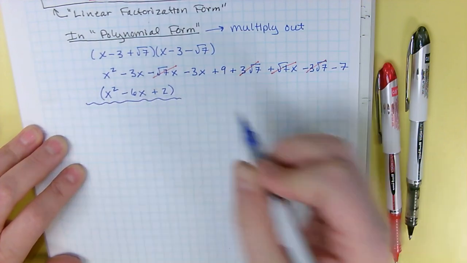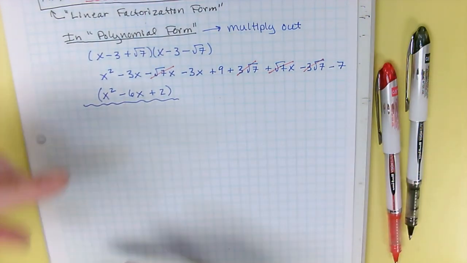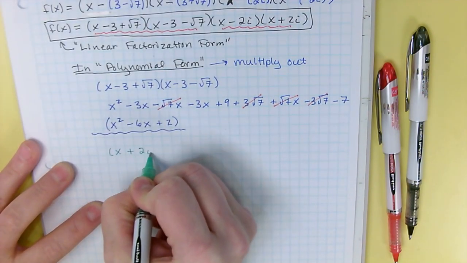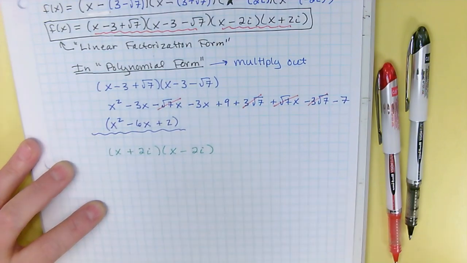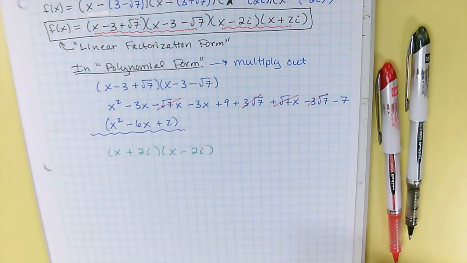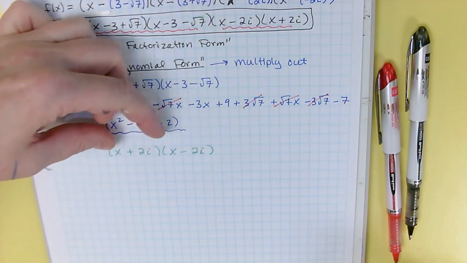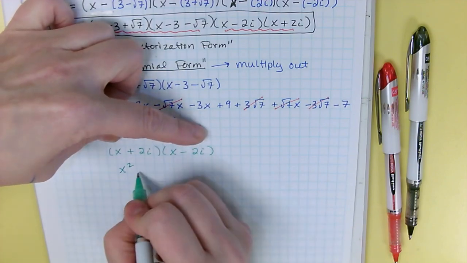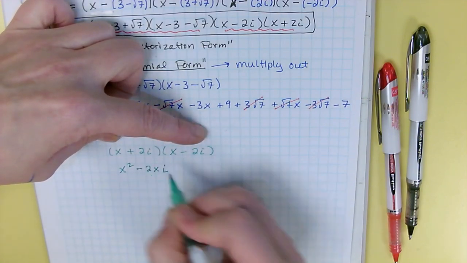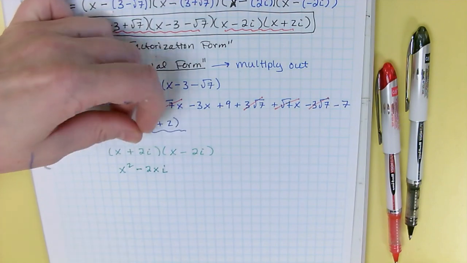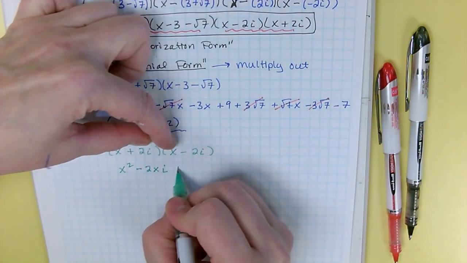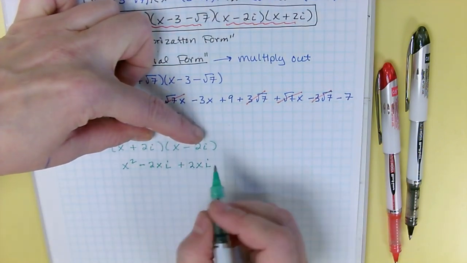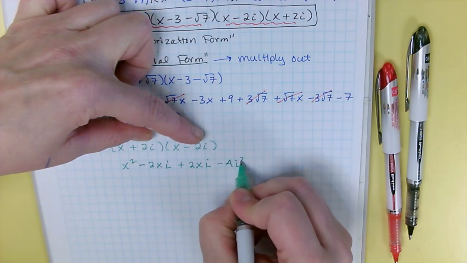Okay, so we've multiplied the first two. Now I'm going to multiply the 2i factors. So we're going to multiply x plus 2i and x minus 2i. Again, I'm going to use rows, just personal preference. So x times x is x squared. X times negative 2i is negative 2xi. The i always comes last. Now go to the next term. 2i times x is positive 2xi. And then 2i times negative 2i is negative 4i squared.